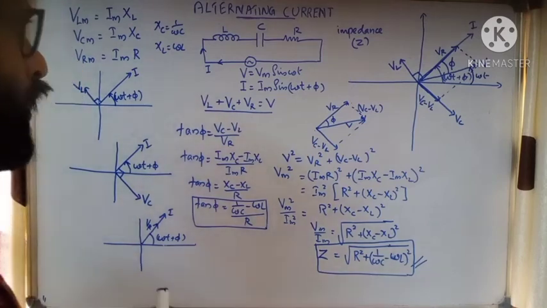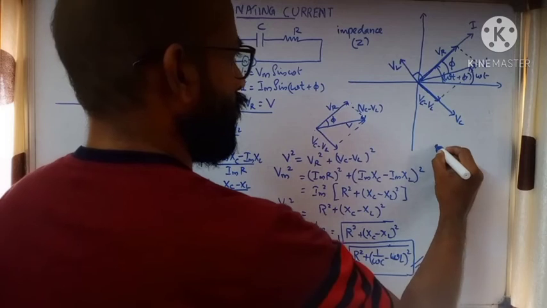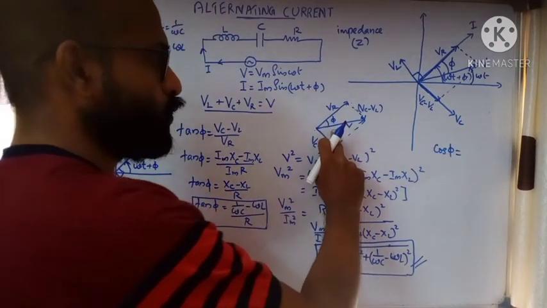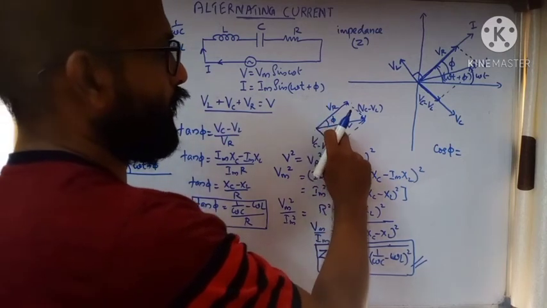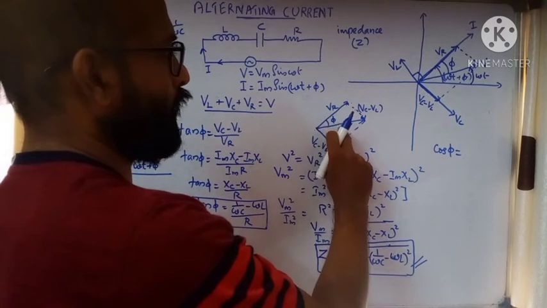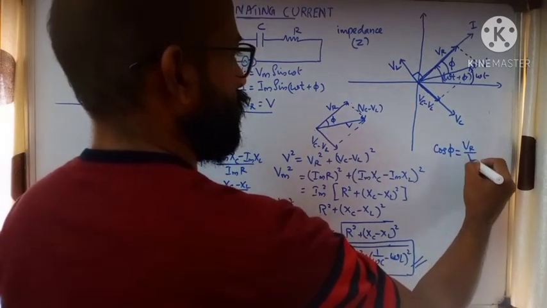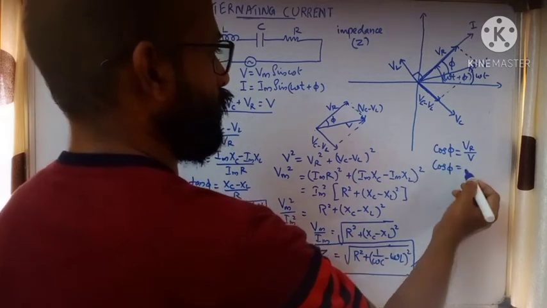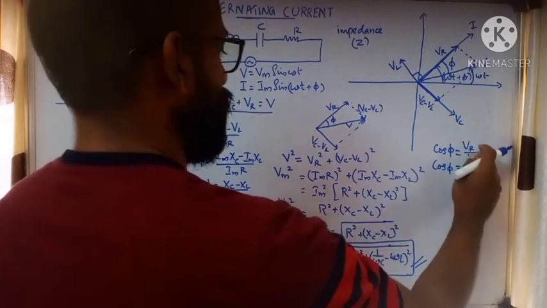Okay, so we have got the expression for tan phi. Now we have one more relation, cos phi. From this triangle, we can find cos phi. Cos phi is the adjacent side by the hypotenuse, that is VR by V. Now, what is VR? VR is equal to Im into R. What is V here?